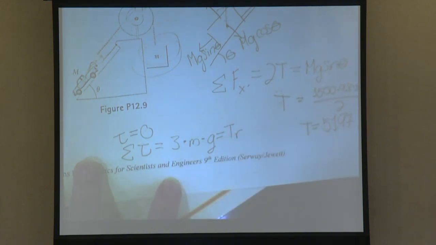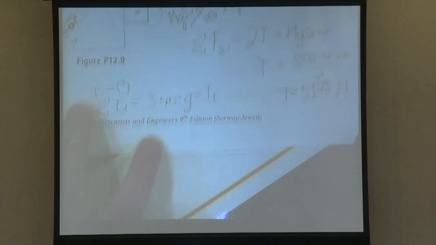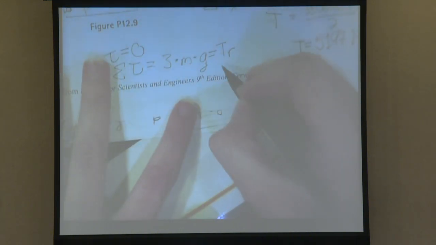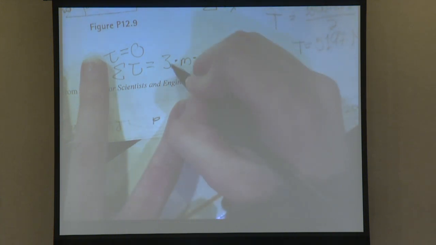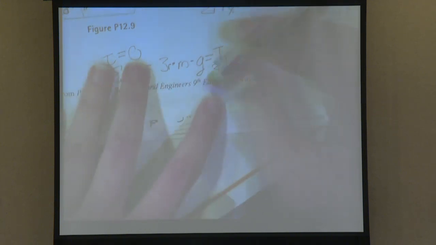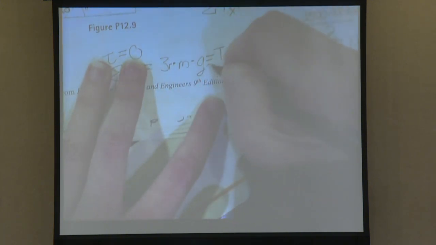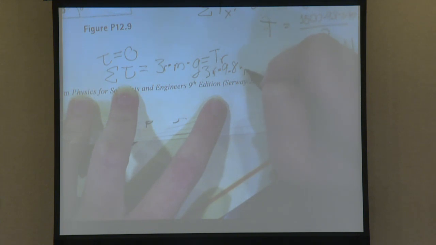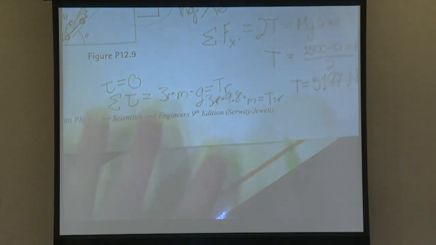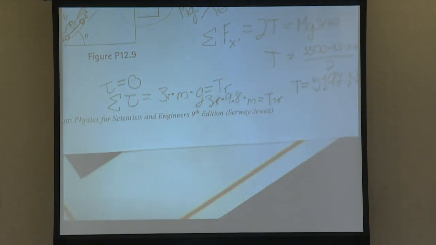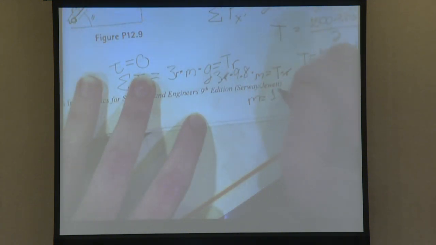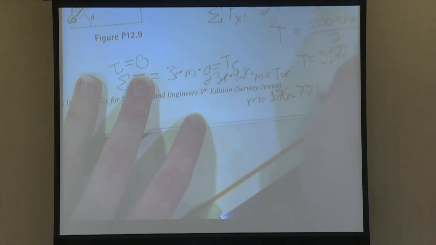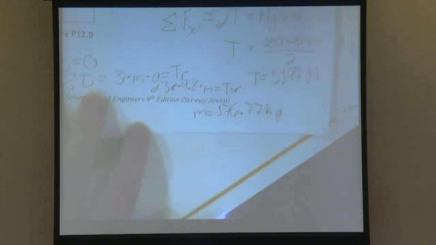Does that make sense? What we're doing is plugging in for gravity, so we have 3 times 9.8, or 3R, sorry. Then our R's will cancel out. We don't know the radius, but we can cancel them out. Times mass equals tension times radius. When you cross those out and divide tension by 9.8 and 3, our mass is going to have to be equal to 176.77 kilograms.